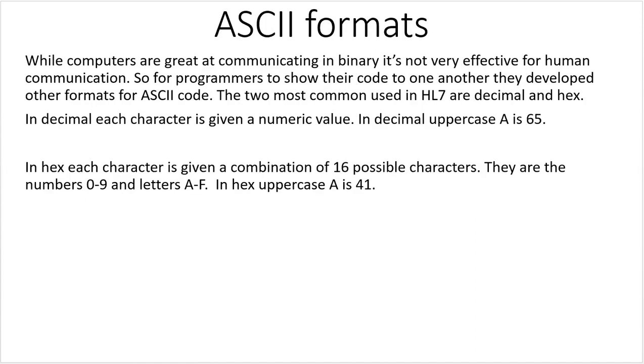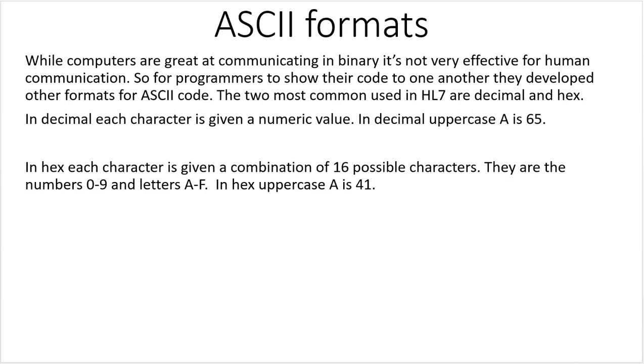While computers are great at communicating in binary, it's not very effective for human communication. So for programmers to show their code to one another, they developed other formats for ASCII code. The two most commonly used in HL7 are decimal and hex. In decimal, each character is given a numeric value. In decimal, uppercase A is 65. In hex, each character is given a combination of 16 possible characters. They are the numbers 0 through 9 and the letters A through F. In hex, uppercase A is 41.